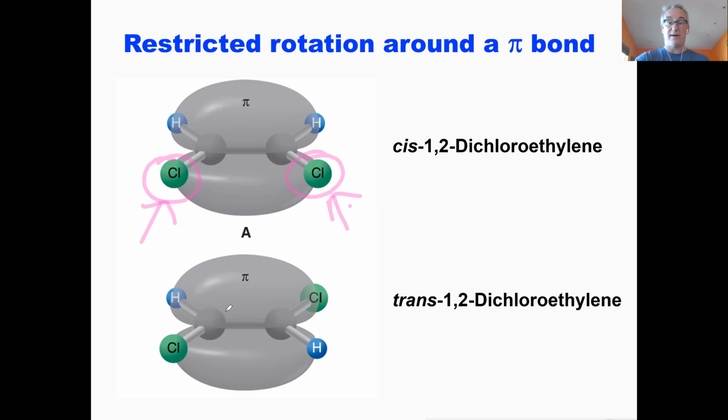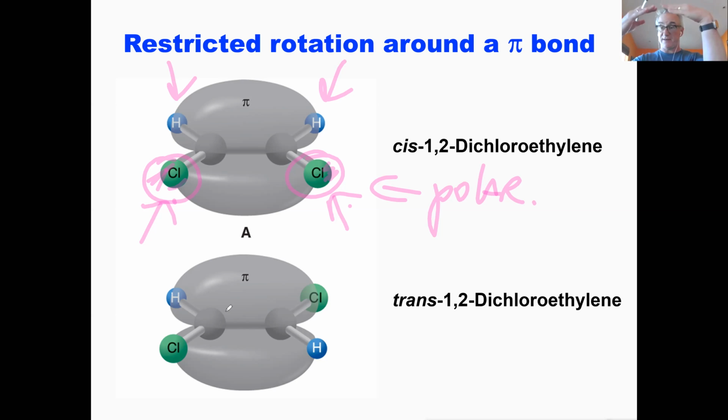That makes this one polar, because I have more electron density on the bottom. I've got more electrons here and here than I do on the top. I have hydrogen on the top and I have chlorine on the bottom. So there's less electron density on the top, there's more electron density on the bottom. And then when you have a difference of electron density from one side of the molecule to the other, that's polar.